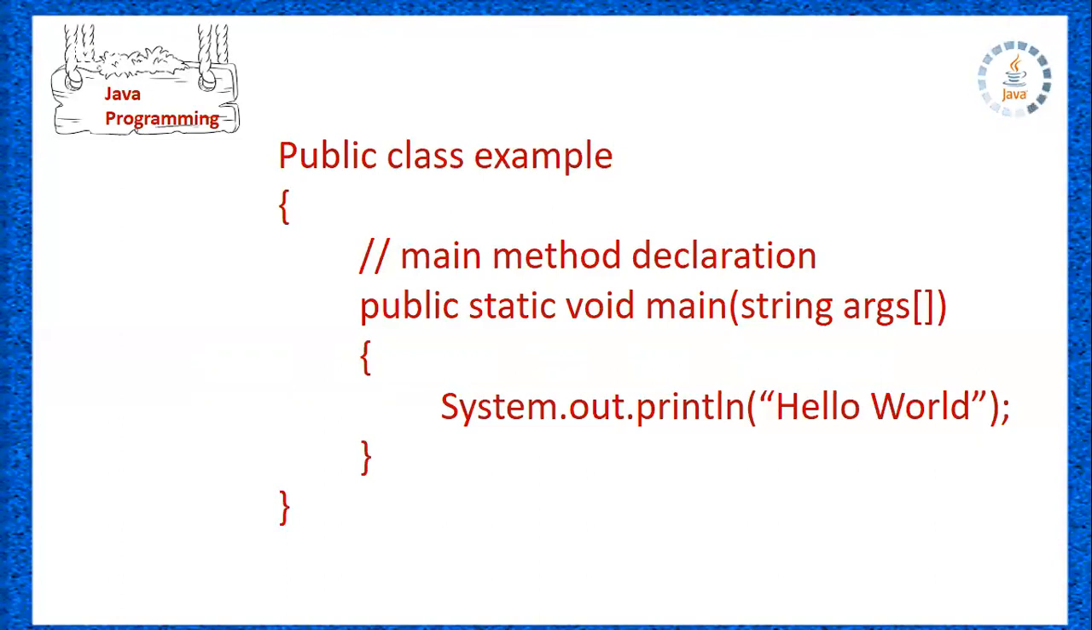Next statement is System.out.println("Hello World"). This statement is used to print the output on the screen, where System is a predefined class, out is the object of the class, and the method println prints the text on the screen with a new line. All Java statements end with a semicolon. This is one example of a simple Java program.